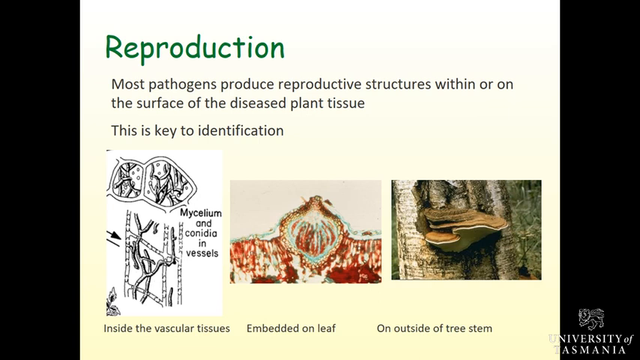So it might actually be the presence of mycelia, or in this instance mycelia with some of these conidial spores. Here's one example in vascular tissue, so you can see the reproduction through the vascular tissue. This is going to lead to a wilting disease.